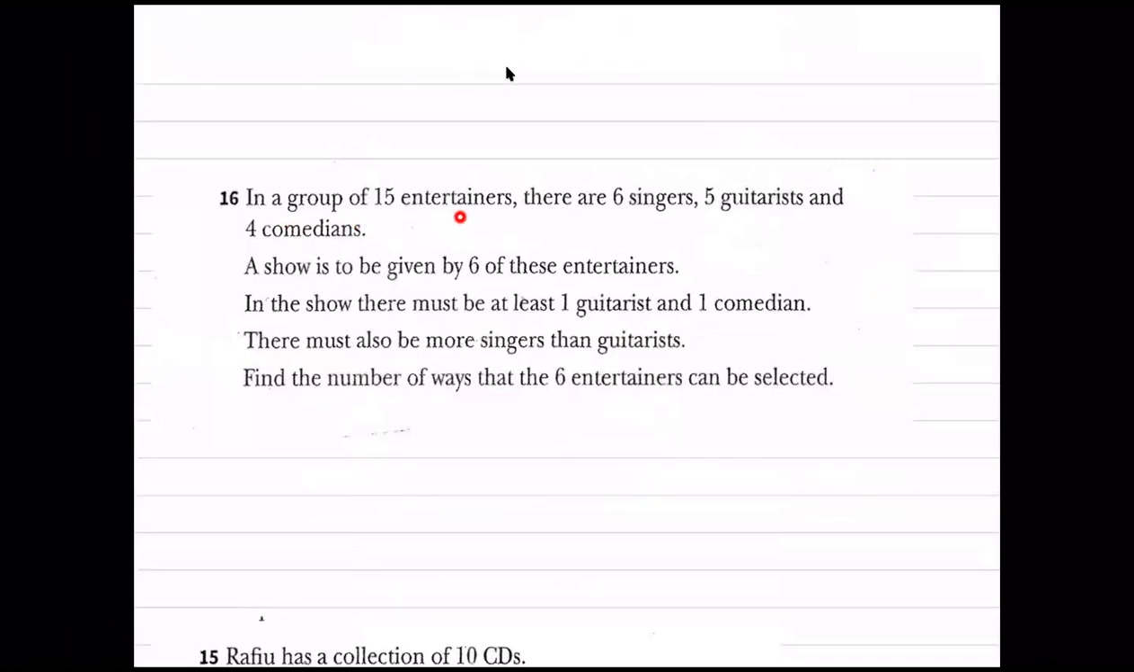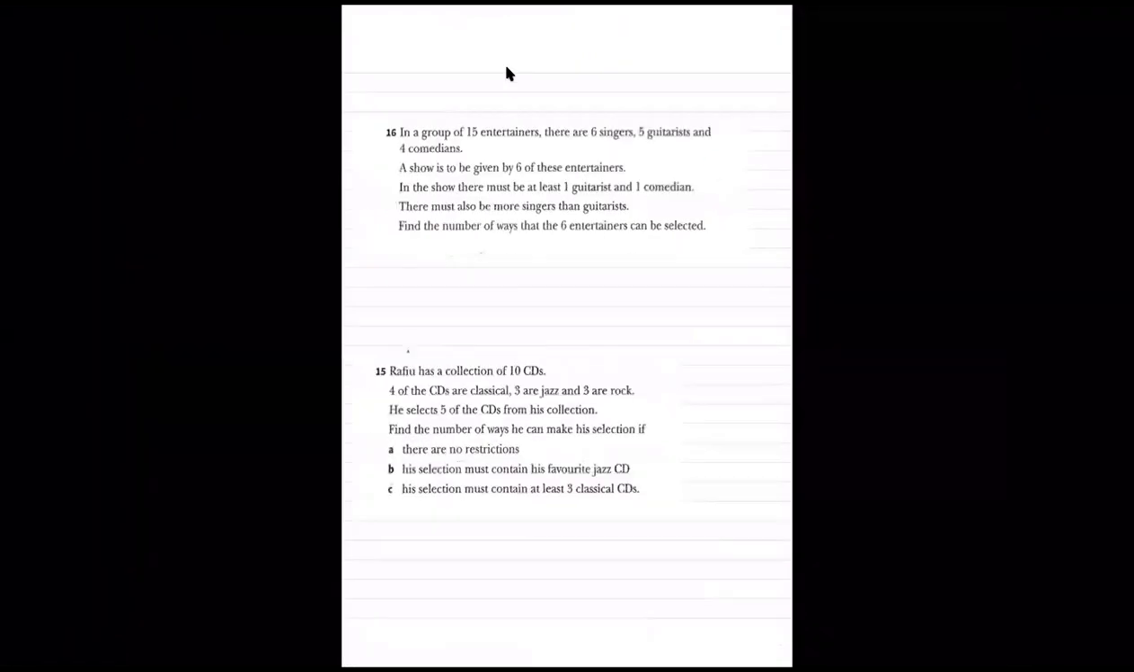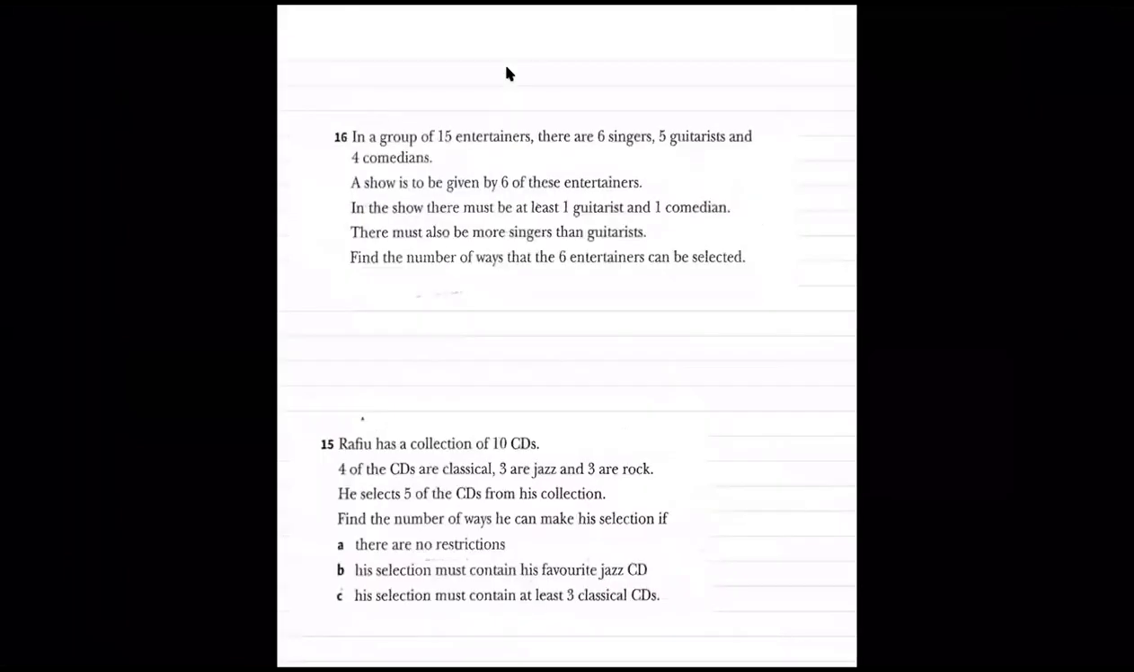In a group of 15 entertainers, there are 6 singers, 5 guitarists, and 4 comedians. A show is to be given by six of these entertainers. In the show, there must be at least one guitarist and one comedian. There must also be more singers than guitarists. Find the number of ways the six entertainers can be selected. Okay? I'm giving you 5 minutes. You can try question number 16 and 15.